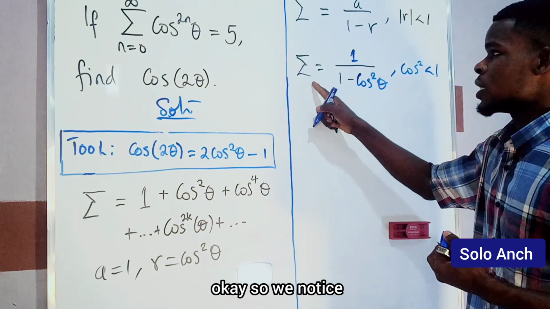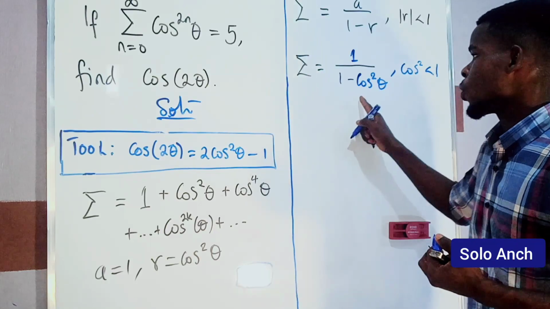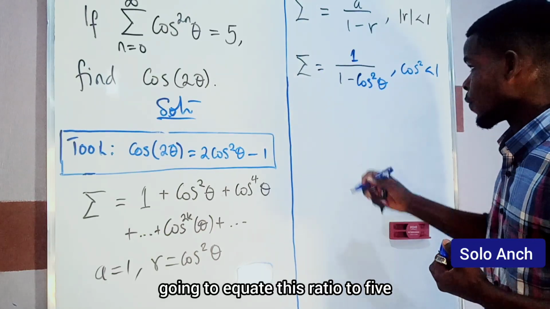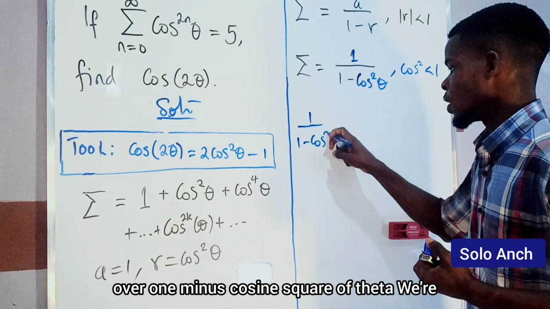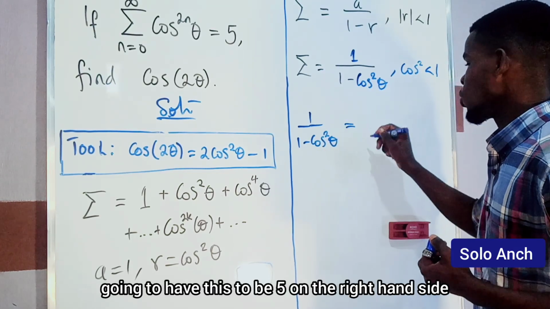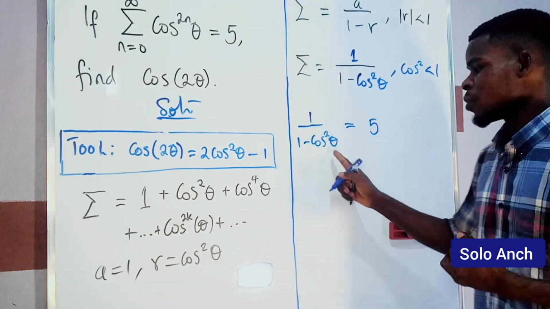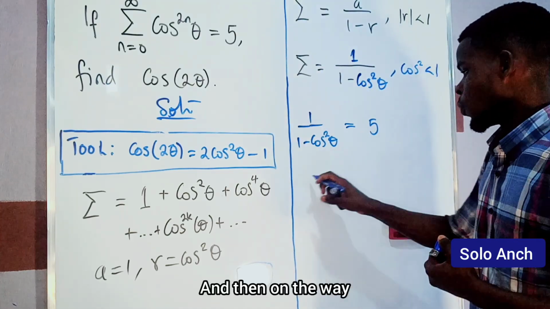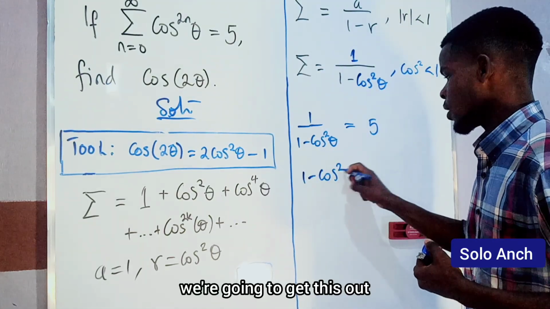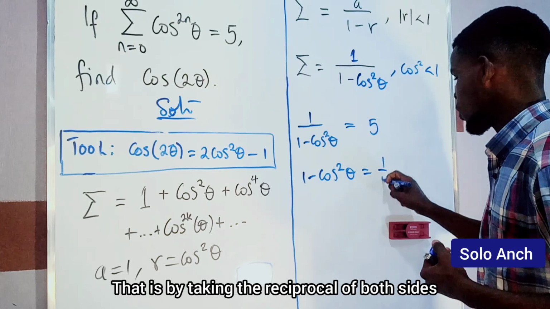Since this sum is equal to 5, I'm going to equate this ratio to 5. That means we're going to have 1 over 1 minus cosine square of theta equal to 5 on the right hand side. I'm going to try to solve for the cosine square of theta. So maybe we can do that, and on the way, we're going to get this out, by taking the reciprocal of both sides.